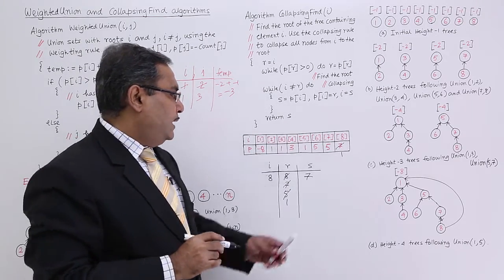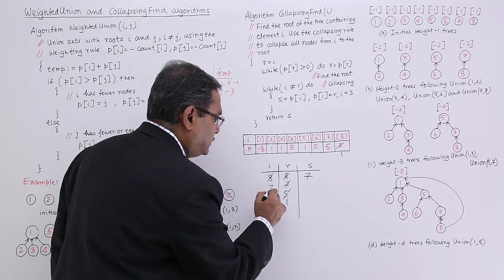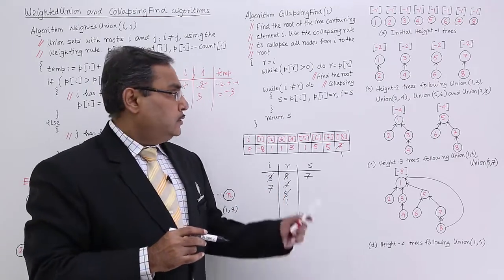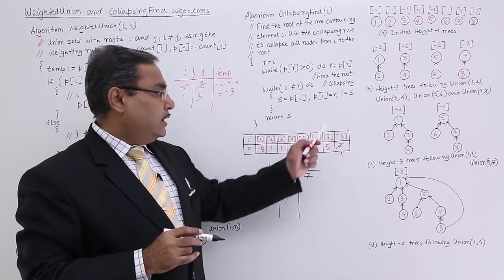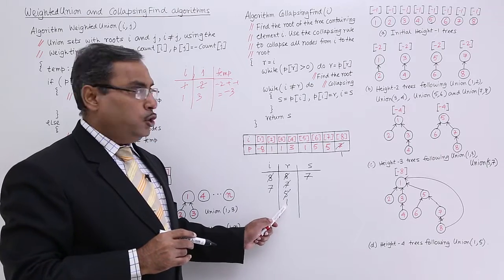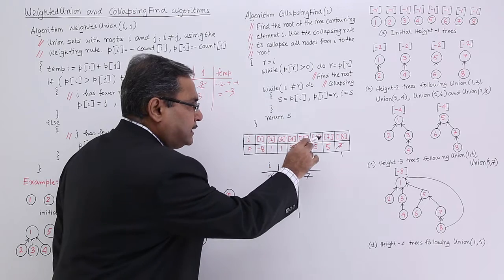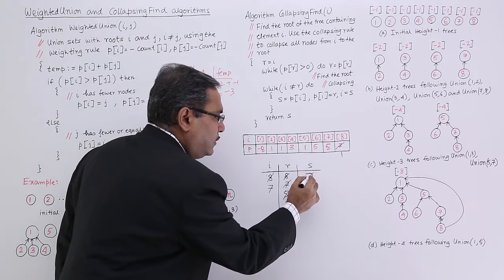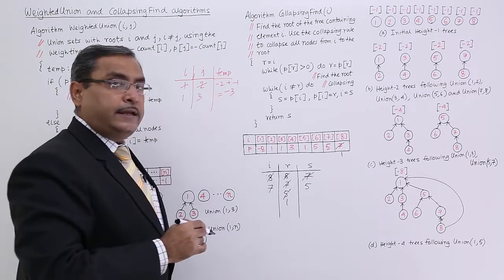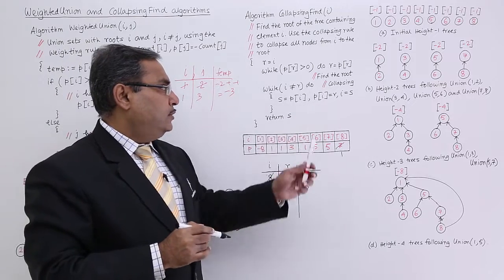Okay, I is equal to S. I am making this 7. So, I have executed all the 3 statements. Now, 7 is equal to 1? No. S is equal to PI. So, what is PI? PI means at the 7th location I am having 5. So, S is equal to PI. Okay, PI is equal to R.